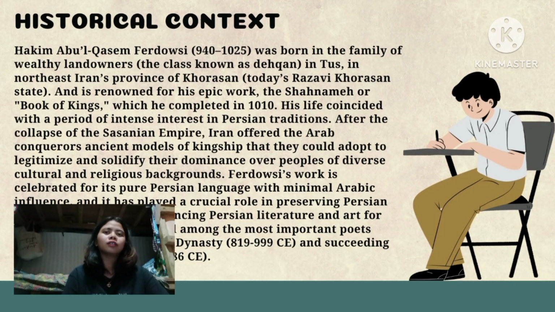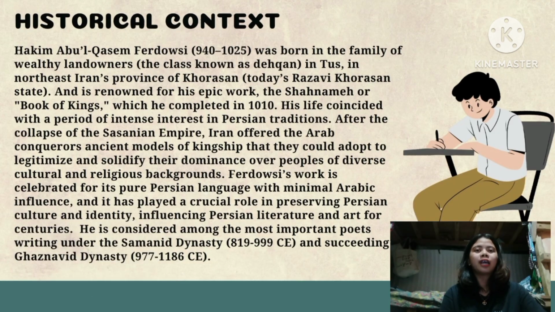Okay, so the historical context of Ferdowsi: his real name is Hakim Abul Qasim Ferdowsi, 940 to 1025. He was born in a family of wealthy landowners, the class known as dehqan, in Tus in the northeast Iran province of Khorasan, today's Razavi Khorasan, and is renowned for his epic work, the Shahnameh, or Book of Kings. This is his famous work, which he completed in 1010.